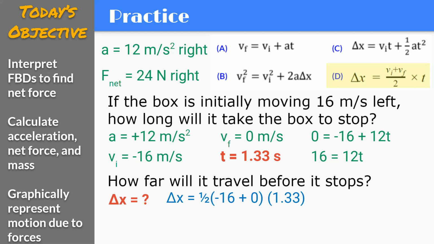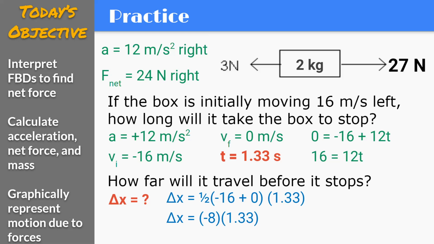Okay, so that's 1/2 times (negative 16 plus 0) times 1.33. Half of negative 16 is negative 8. Negative 8 times 1.33 is negative 10.67 meters. Okay, that is your displacement. And it's a negative number because, remember, you're moving to the left. It said so in the question. So you're going to end up with a displacement that is also to the left: 10.67 meters to the left.